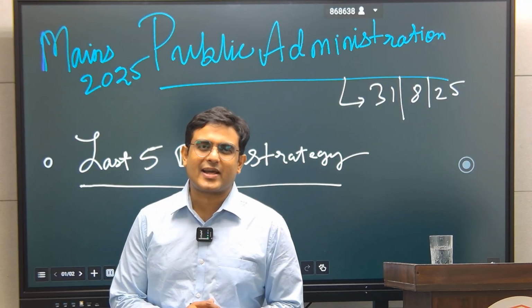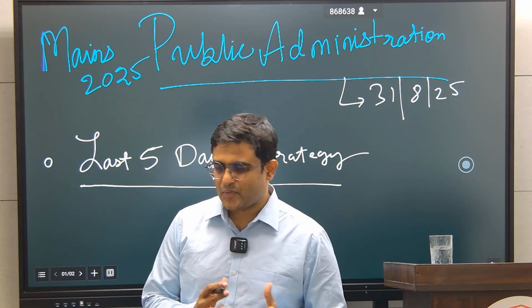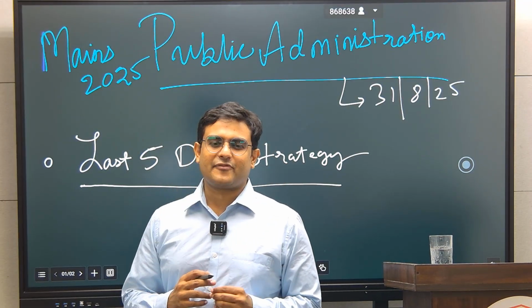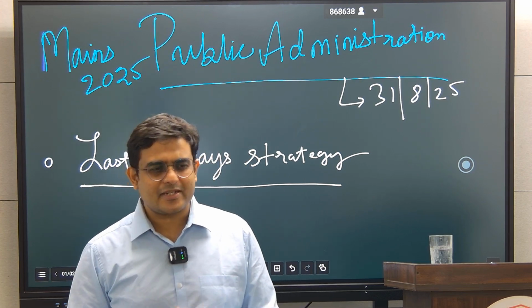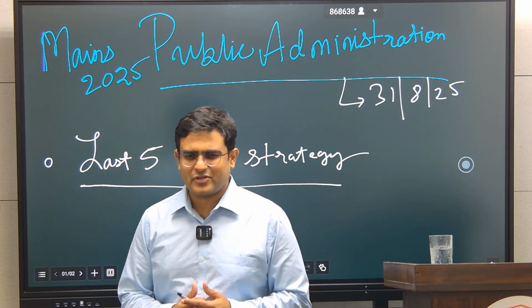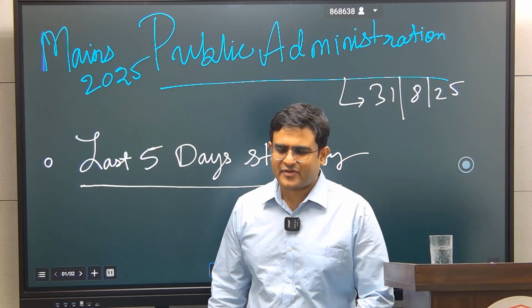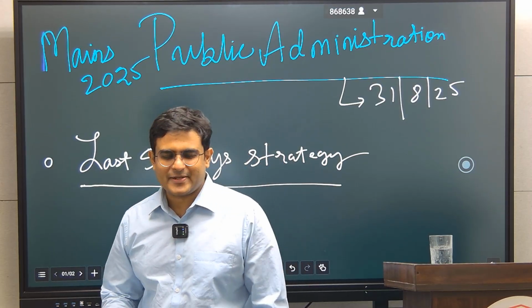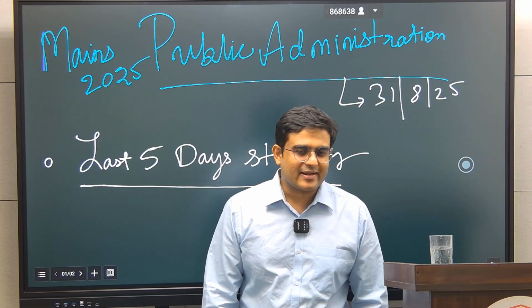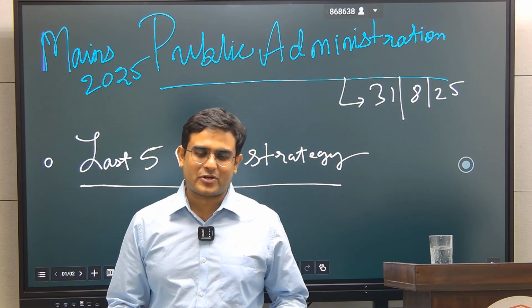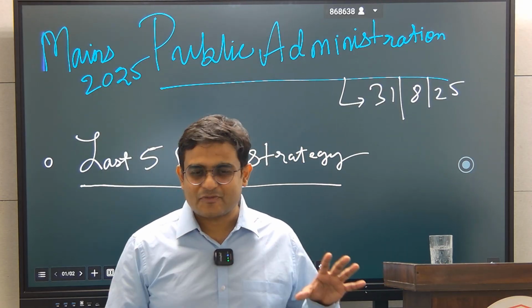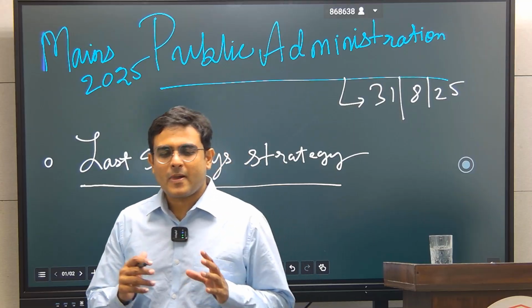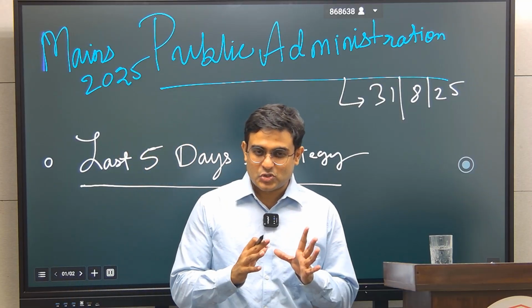Now, how to utilize this 5 days break you have? See, if you can revise the optional in 5 days, well and good. One can revise the entire optional in 5 days. But even if you are not able to revise, then also don't worry. Whatever has to be done has been done by you for a period of minimum last 1 year. Okay. Now the most important thing is execution.